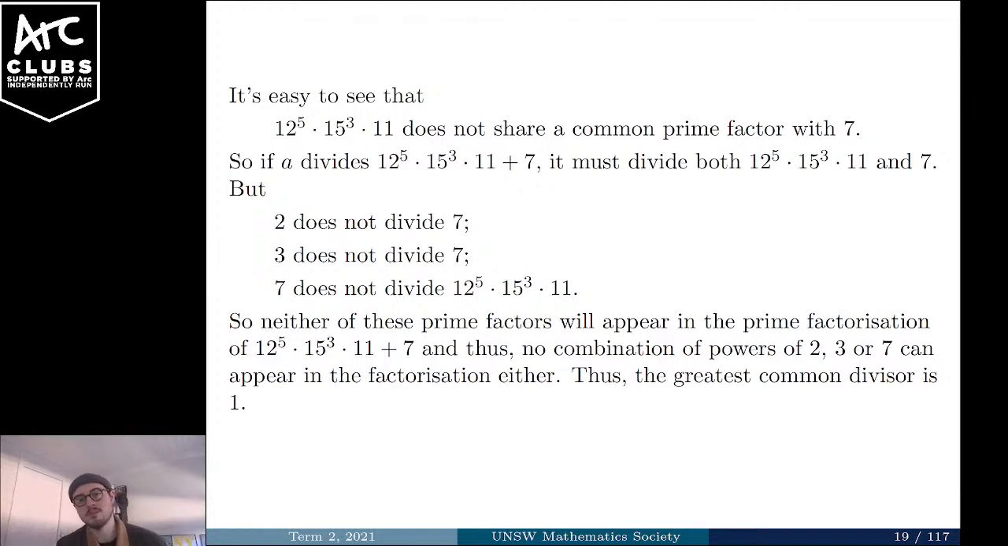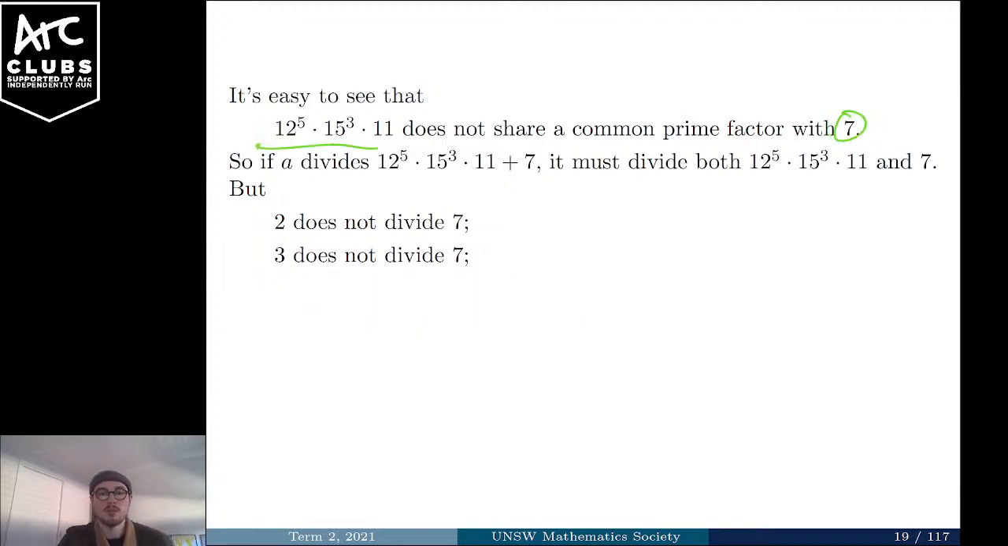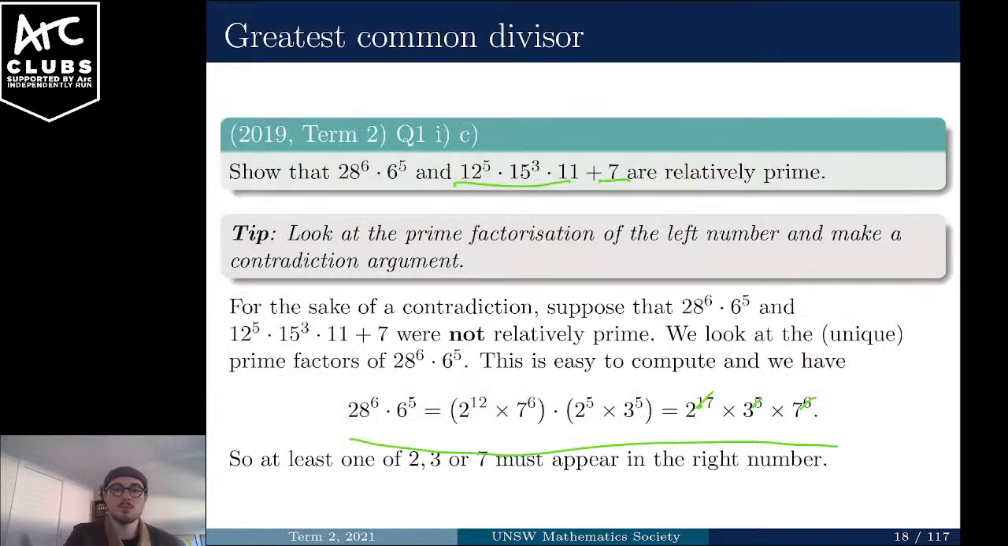Therefore, no combination of powers of these numbers can appear in the factorization either. So we've looked at all the primes that make up this number on the left, and we've said that if any one of these appears in this number on the right at all, then the GCD is going to be that number. But we found that none of these do, so therefore the greatest common divisor must be 1. And then we've shown, just answering the question, that they're relatively prime, because by definition that means that the GCD is 1.